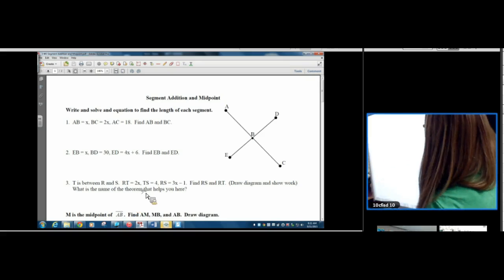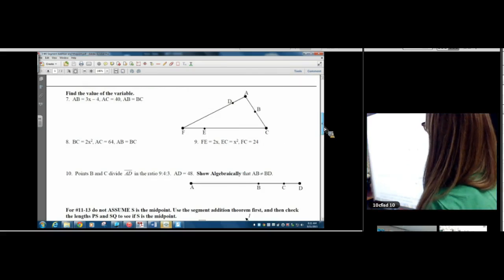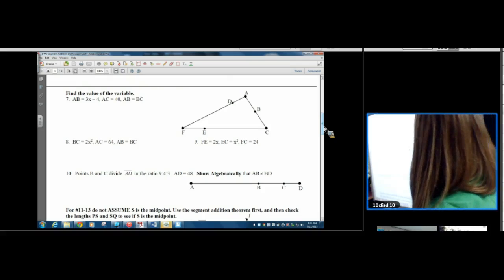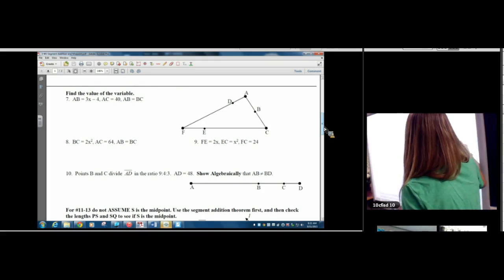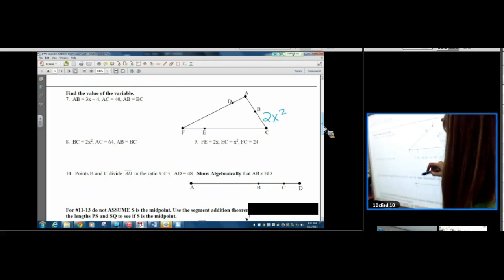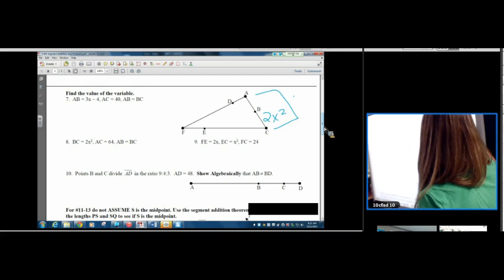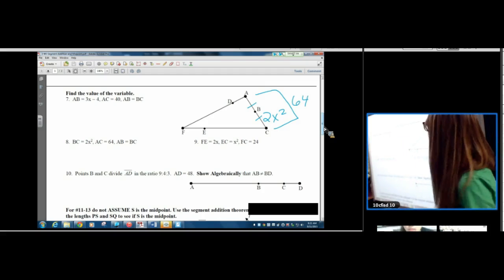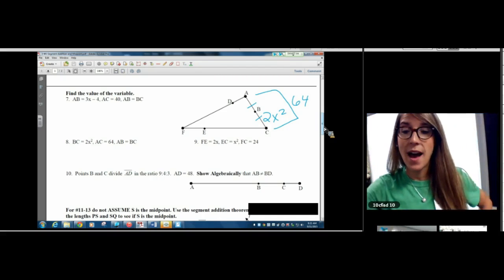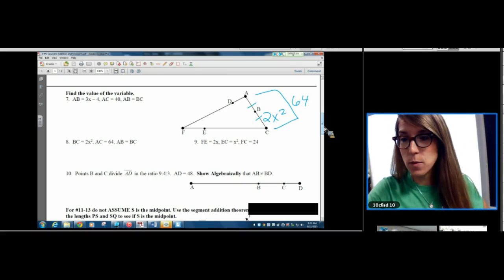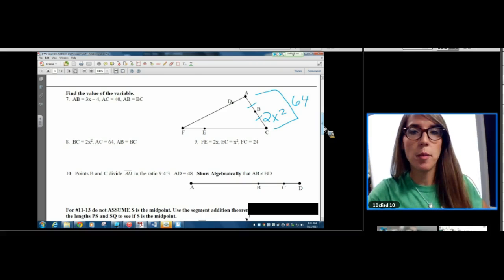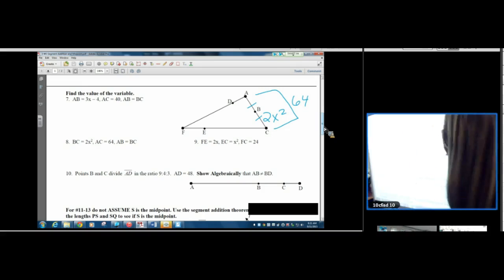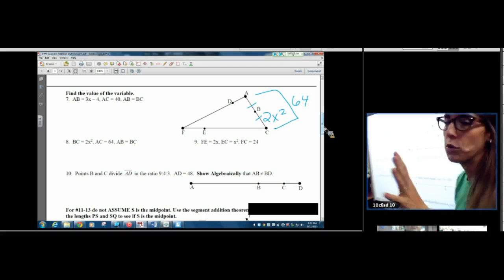We're starting with number 8. Find the value of the variable. We are given BC, 2x squared. We're given AC. It is 64. Oh, and then we're told that AB equals BC. So by the definition of midpoint, we know that B is now a midpoint. You just got promoted, B. You're not just a point anymore. You're a midpoint.